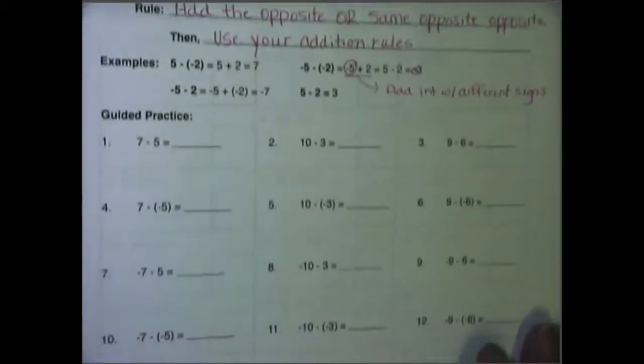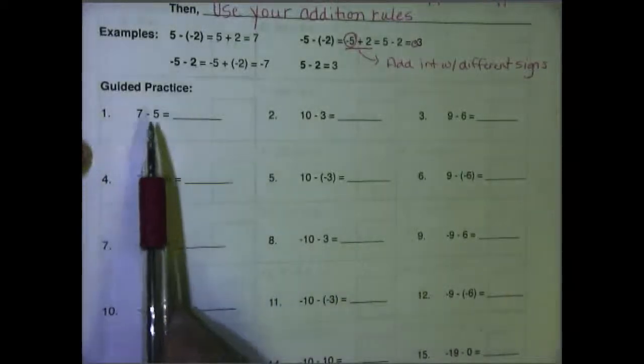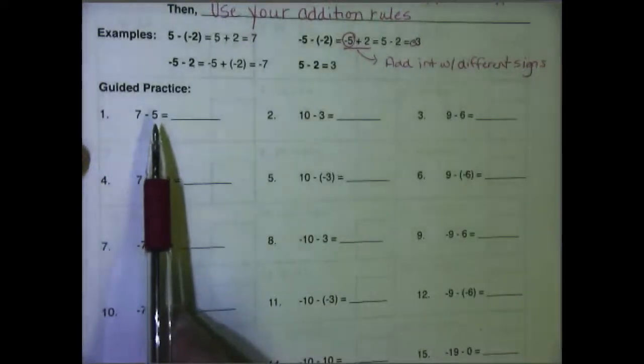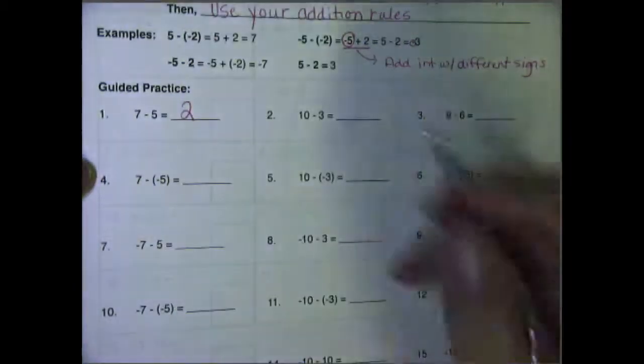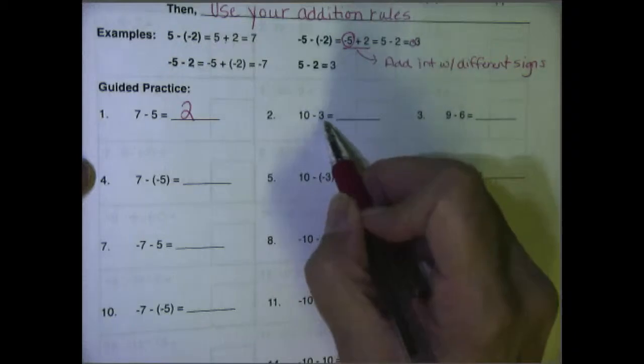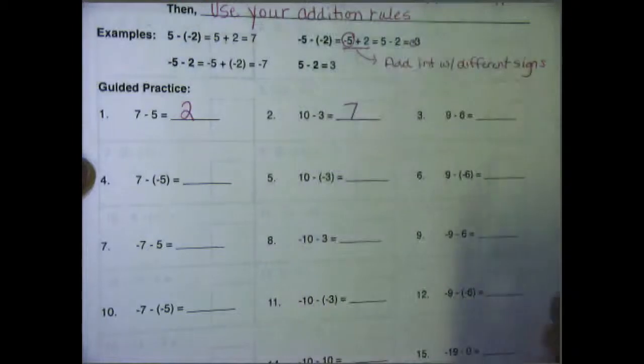Let's look down at the guided practice problems and do them together. Number 1 is 7 minus 5. Again, let's use our common sense. 7 is larger than 5, takes us back to the first and second grade. 7 minus 5 equals 2. Number 2, 10 minus 3. No need to use same, opposite, opposite. 10 minus 3 is 7.